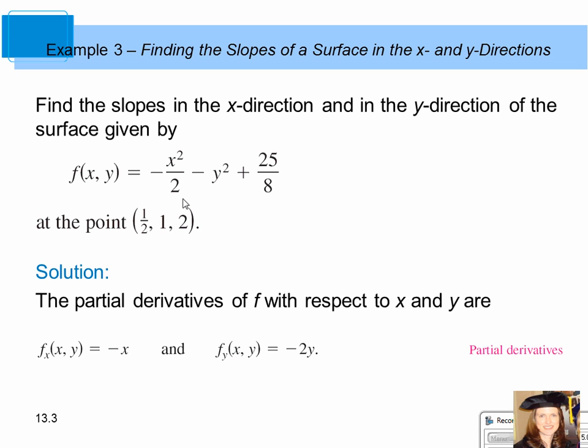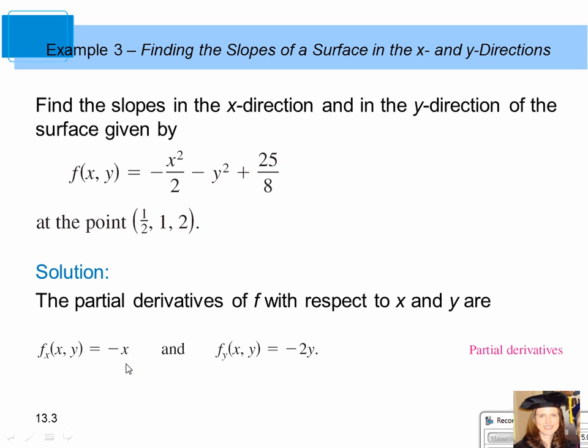So if we find the partial derivative of this function with respect to x, we have negative 2x squared over 2, which simplifies to negative x. And all of this we treat as a constant, and that derivative is 0. The partial derivative of the function with respect to x is negative x. And the partial derivative with respect to y is negative 2y. We're treating the x as constants when we find that partial with respect to y, and then we find that that is negative 2y.